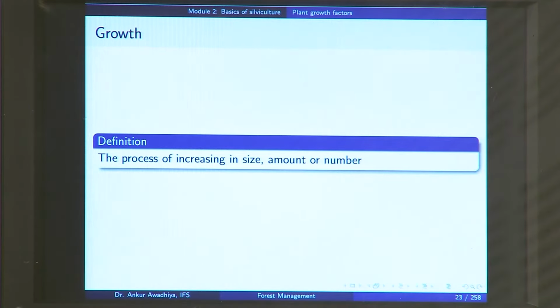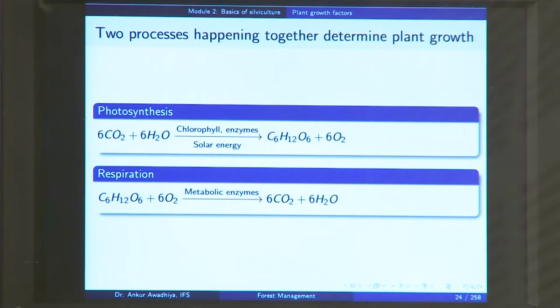Now, when we talk about the growth of plants, there are two processes that are occurring at all times, and the ratio of both of these processes determines whether the plants are growing or not. And these two processes are the processes of photosynthesis and respiration.